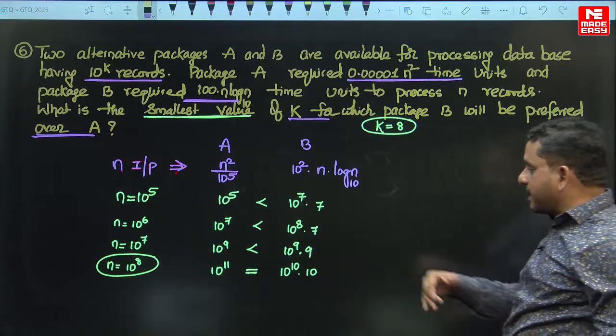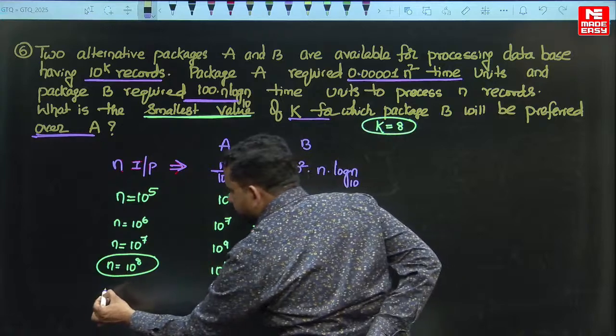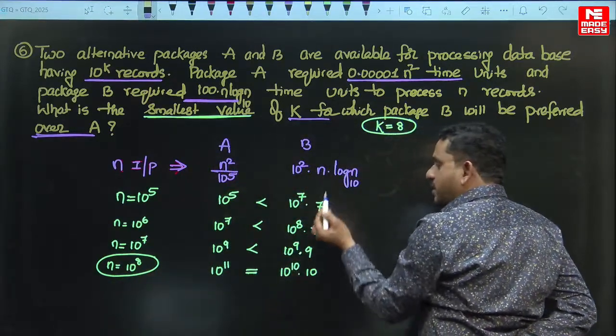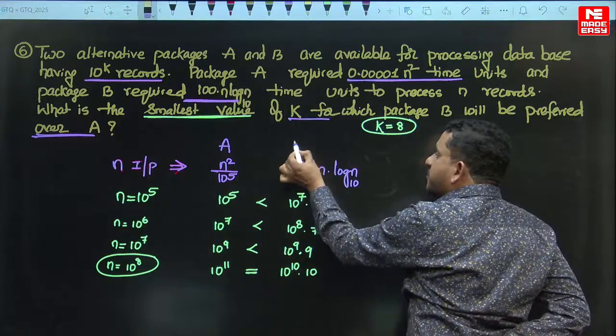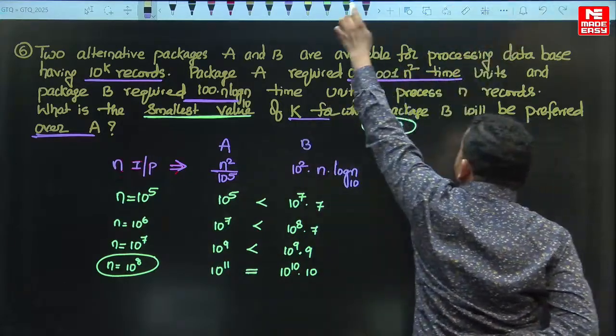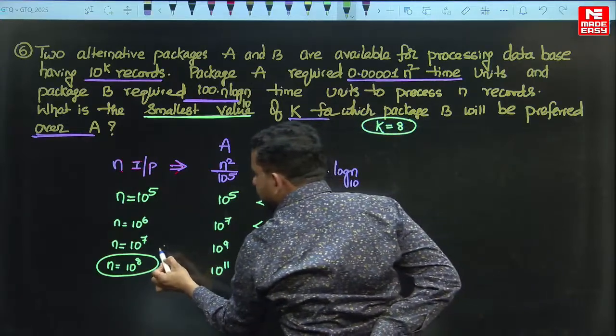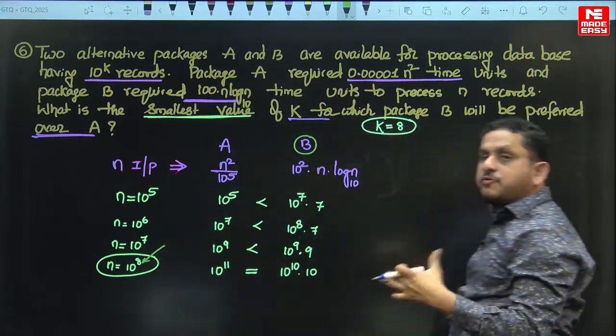For 10 power 9, if you take n equal to 10 power 9, the B cost becomes smaller. Even for equal cost we can prefer B, right? Even for equal we can choose B rather than A. The smallest k value is 8, meaning greater than or equal to 8.